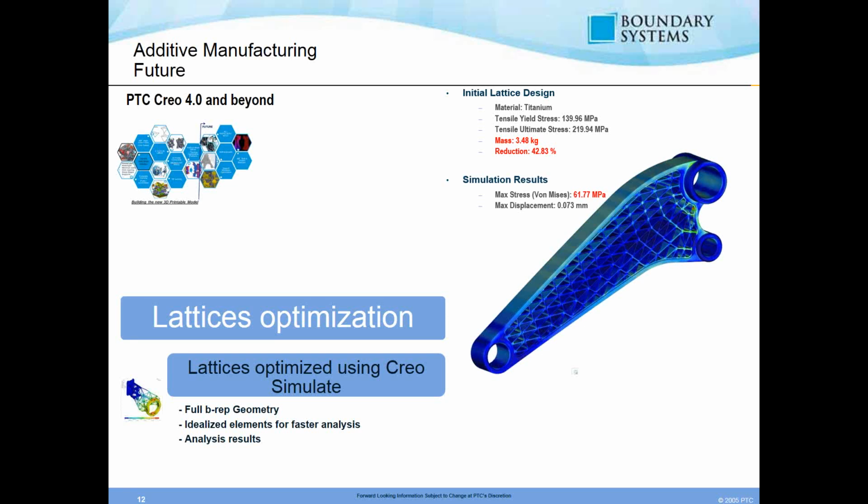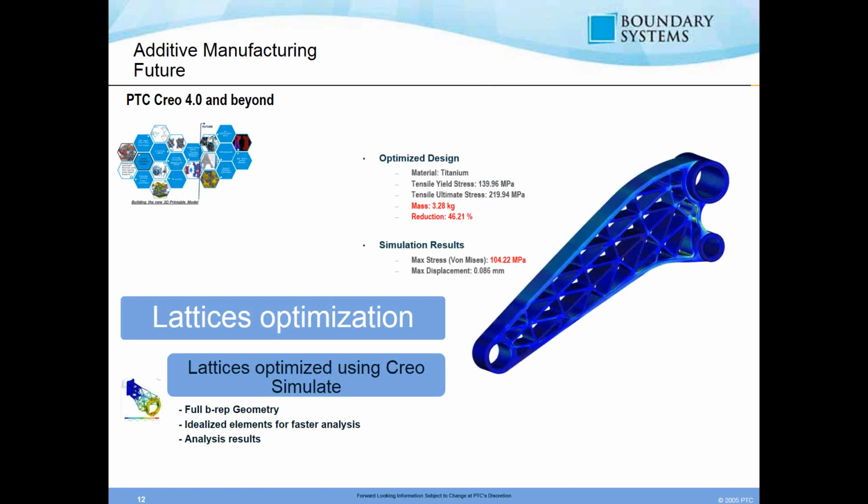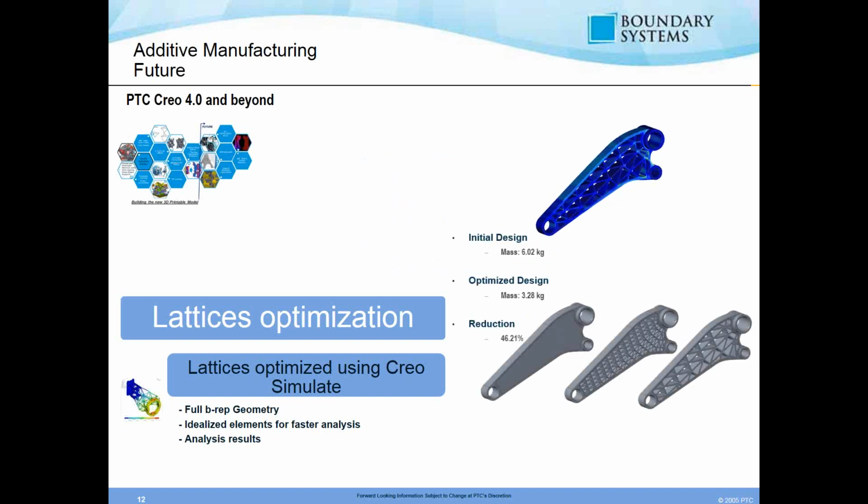So I'm going to take a look at the next results here. And this is our optimized design. So again, the material is still titanium. Same stresses and the same ultimate and yield stresses are provided here. The mass, though, is down to 3.28 kilograms with a reduction of 46.21%. And you can see the von Mises here has jumped up dramatically. So we're at 104.22 MPa with a max displacement of 0.086 millimeter. So again, your initial design of a mass of 6.02, you get that down to 3.28 kilograms. And so we've optimized that design at a 46.21% reduction.